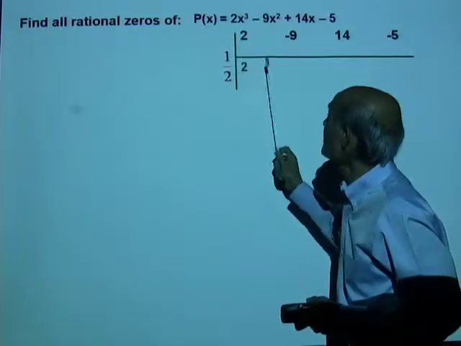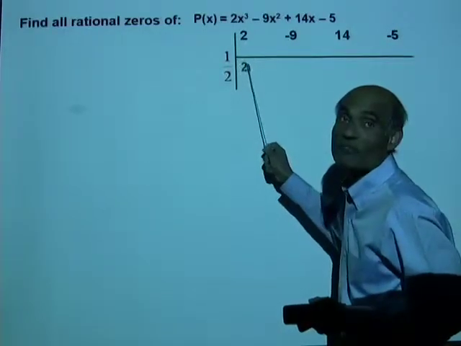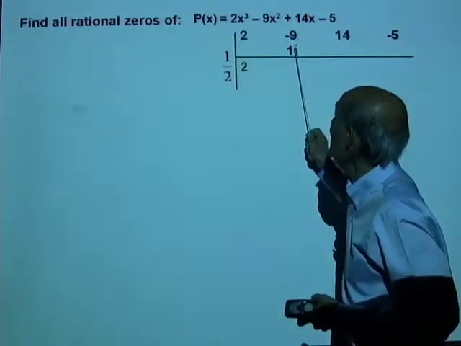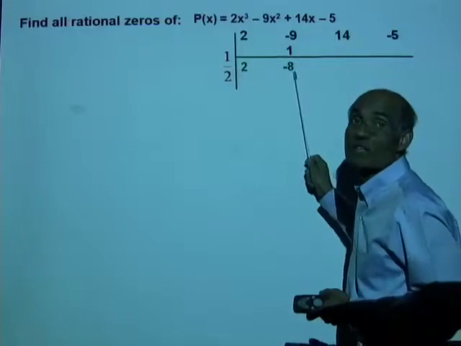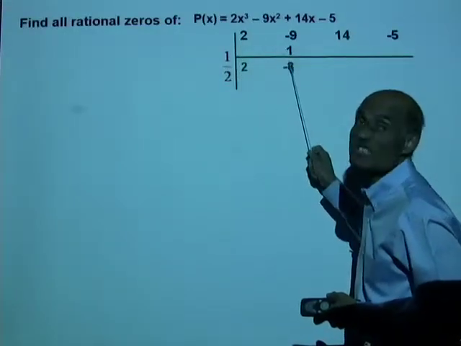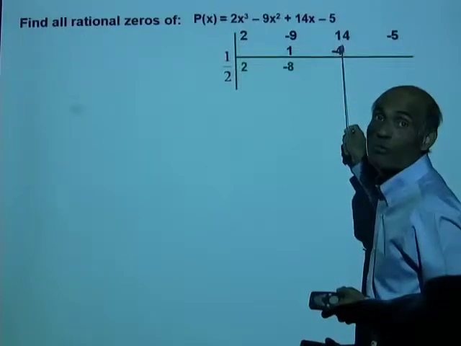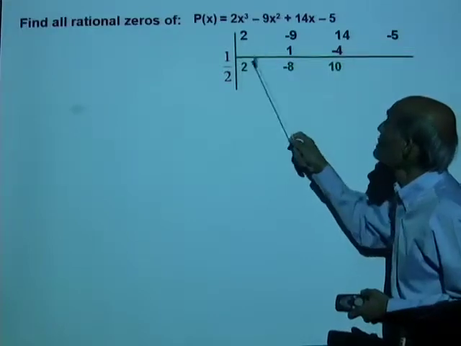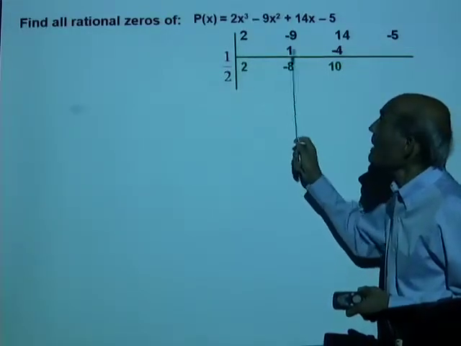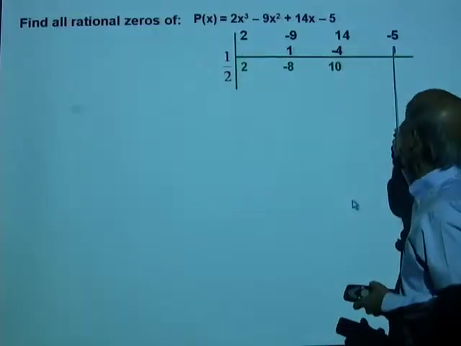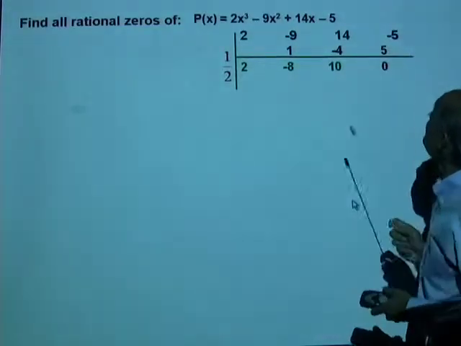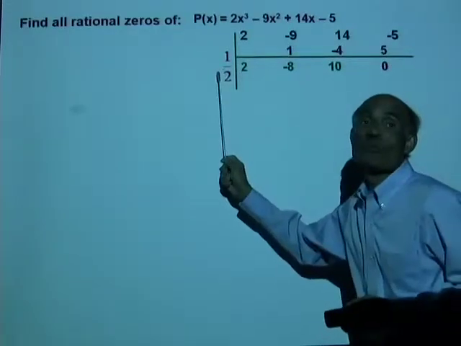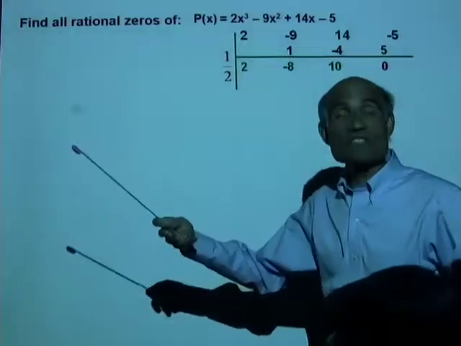Alright, now let's do the normal procedure. Bring down the 2, multiply 2 by 1/2. 2 times 1/2 is 1. Write it below -9. -9 plus 1 is -8. -8 times 1/2 is -4. Write it below 14. 14 added to -4 is 10. 10 times 1/2 is 5. Write it right below 5 and add them, you get 0. Well, that means the remainder is 0, which means x equal to 1/2 is a zero.